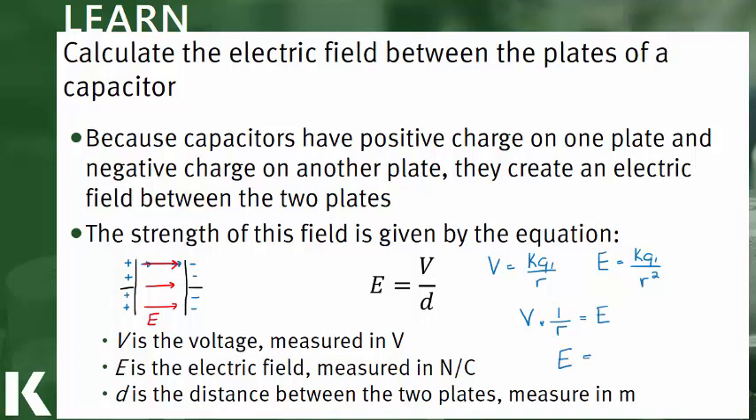E is equal to the voltage over the radius, or the voltage over the distance between our two plates. So the D that we're measuring here is our distance between the two plates. And this is always measured in meters. So now let's take a look at some practice questions.